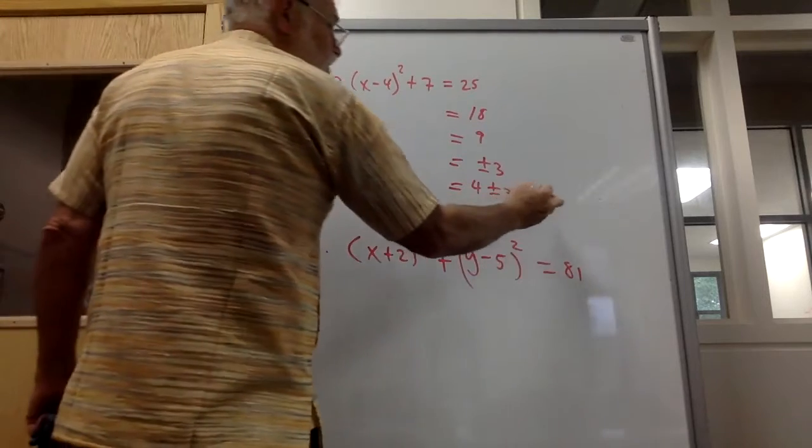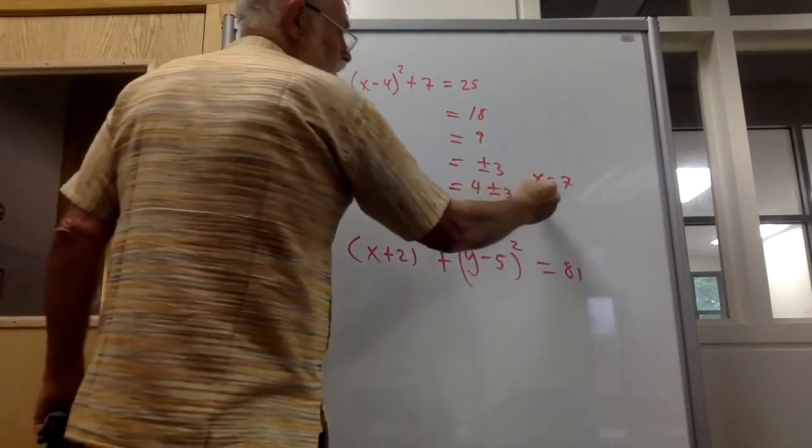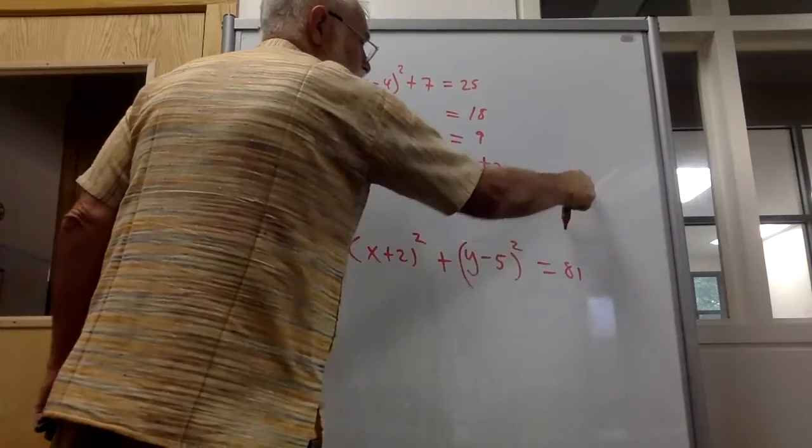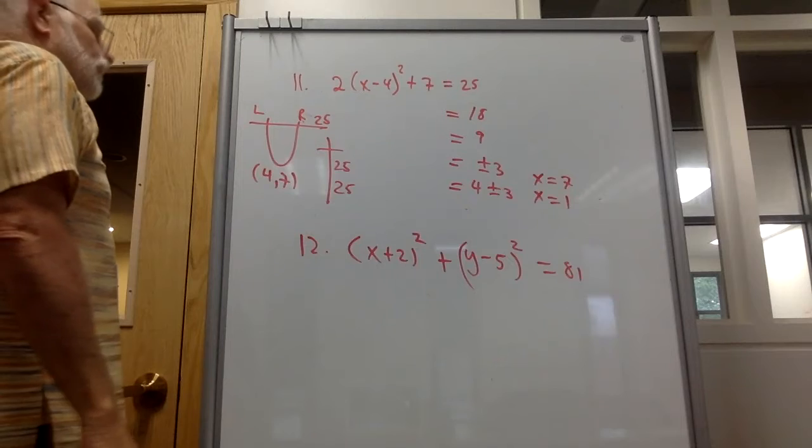So 4 plus 3 is 7. So one of my answers is 7. And the other answer is 4 minus 3, which is 1. So there's my right-hand answer. There's my left-hand answer. Anything else I want to say about that?